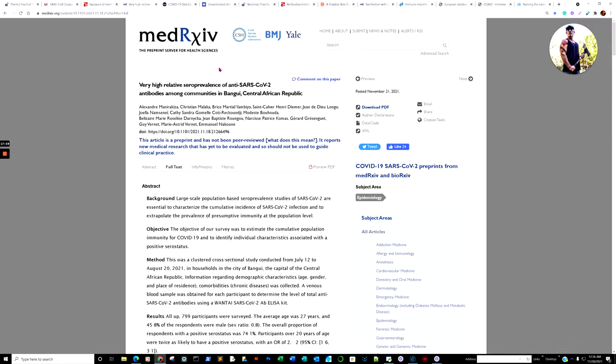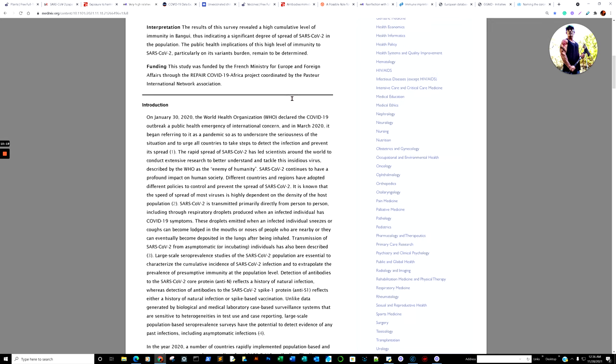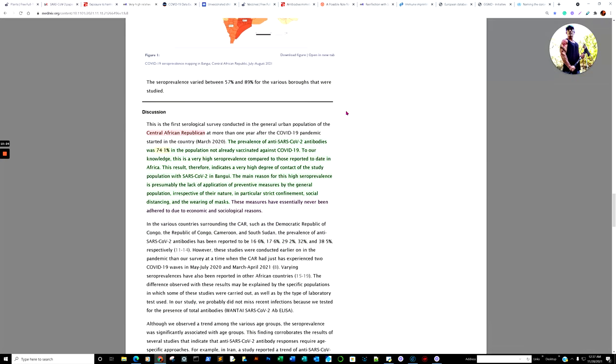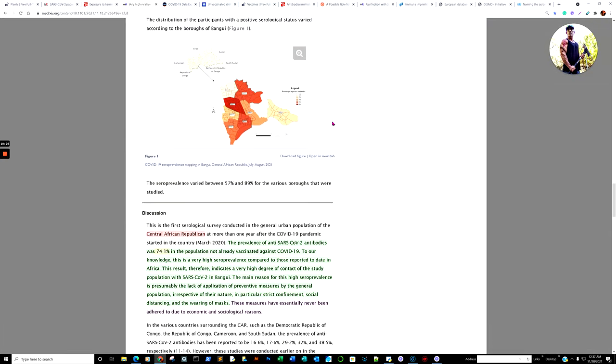All right. All these articles are important. Very high relative seroprevalence, meaning people have been exposed to things, of anti-SARS-CoV-2 antibodies among communities in Bangui, Central African Republic. Now, the reason this article is vital is because I'll just read the excerpt right off the bat. Here we are. Bangui. I think it's called Bangui.